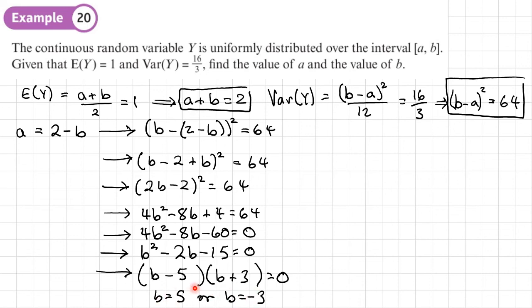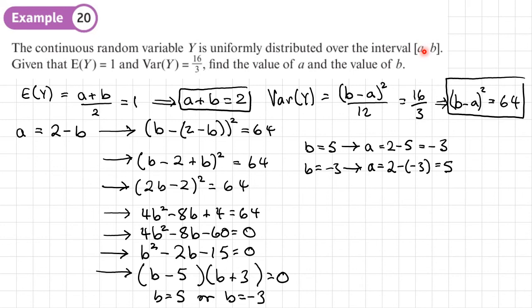Right, so we've got two values of b at the moment. Let's see what values of a we get. So if b was equal to 5, then a would be equal to 2 minus 5, which would be minus 3. But if b was equal to minus 3 here, then a would be equal to 2 minus negative 3, 2 minus negative 3, and that gives us 5.